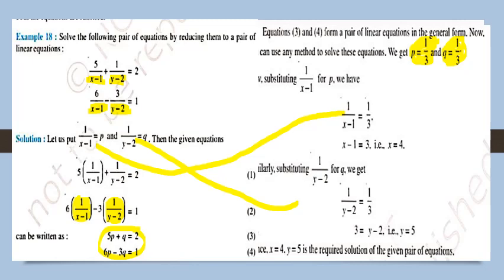Then if you substitute this value in 1 upon x minus 1 equals 3, it gives us x minus 1 equals 3, that is x equals 4. And then again substitute this value in 1 upon y minus 2, which equals 1 upon 3. That gives you y equals 5. In this way, x equals 4 and y equals 5 is the required solution of the given equations.